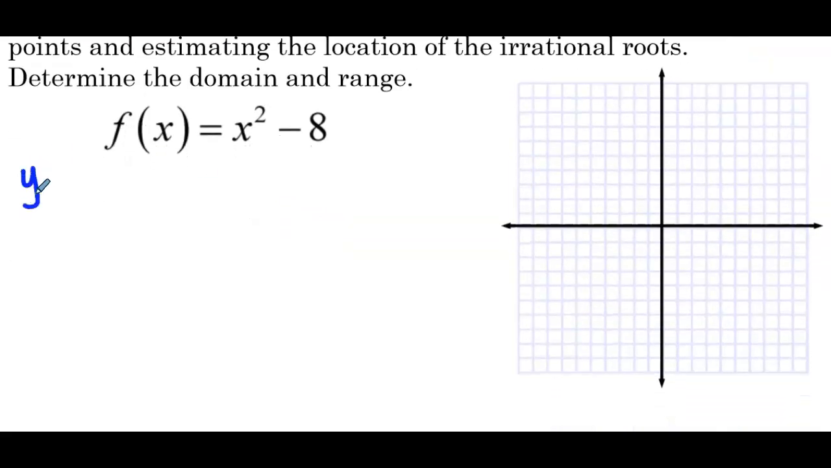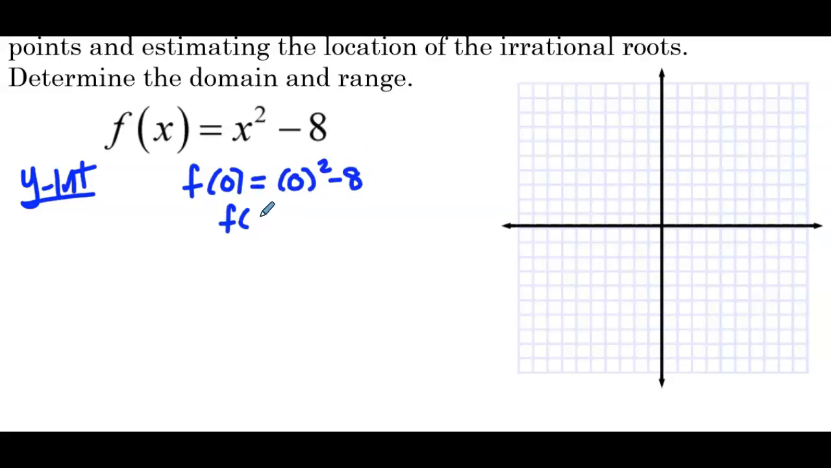So we'll start by finding the y-intercept. That occurs when x equals 0. So we have 0 squared minus 8. So f of 0 is going to be negative 8. So the y-intercept is (0, -8). We're going to hold off on the x-intercepts.